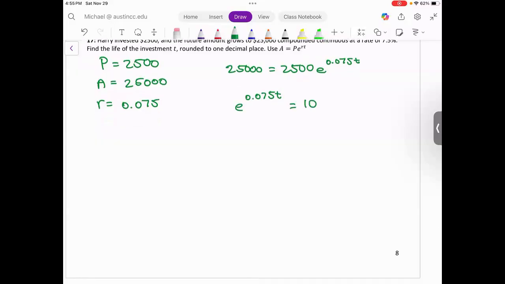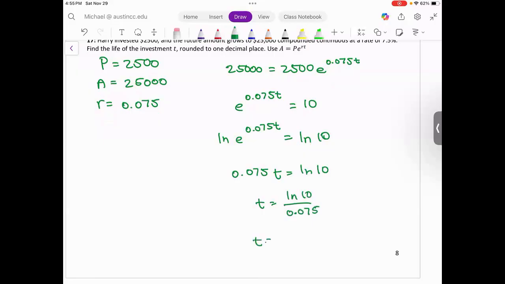Again, we have that base e, so take the natural log of each side. And use that property so that natural log and the e cancel out. So we're left with 0.075t equals natural log of 10. Divide each side by 0.075. And we get t is 30.7. So it took 30 years to grow $2,500 into $25,000.